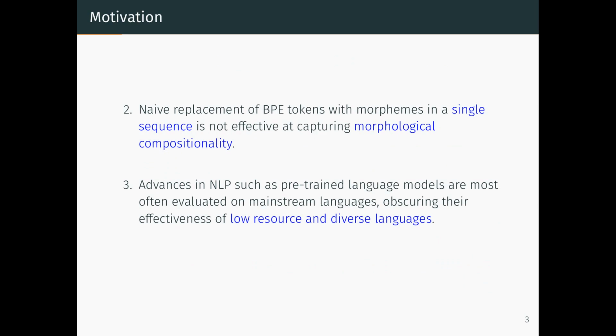The second challenge is that even if one had access to an Oracle morphological analyzer, replacing BPE tokens with morphemes is not enough to express the morphological compositionality. A third gap in research is that new pre-trained language models are most often evaluated on high-resource languages, and we need to assess their applicability on low-resource and diverse languages as well.